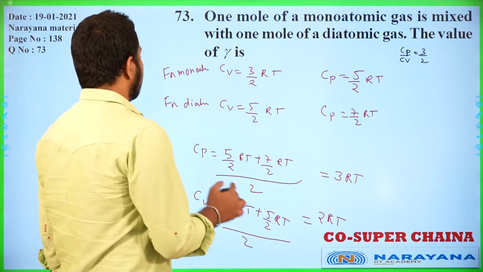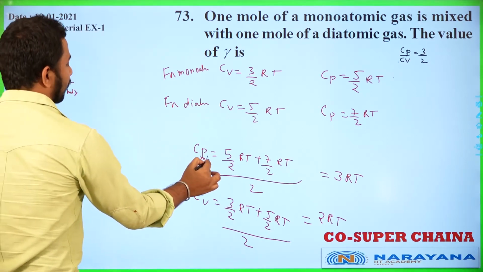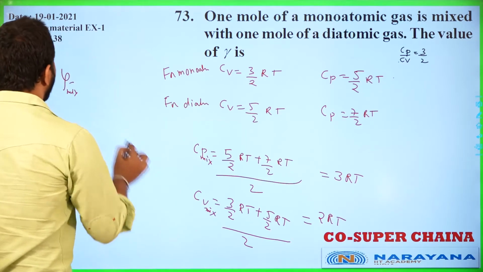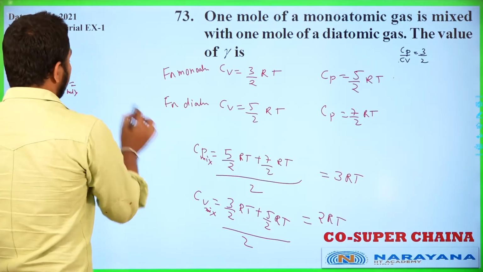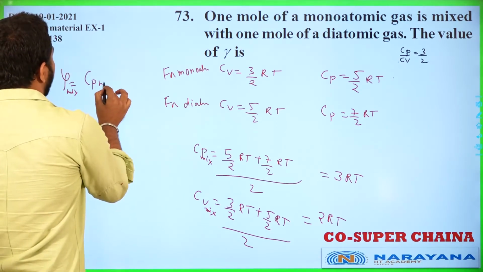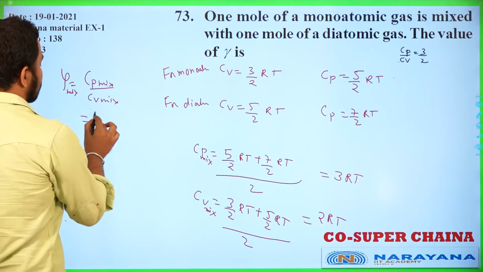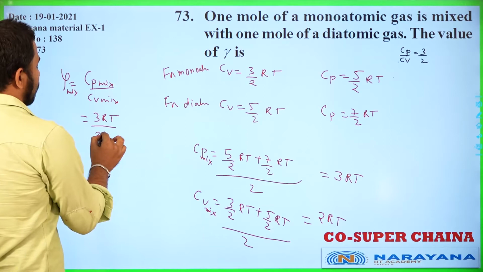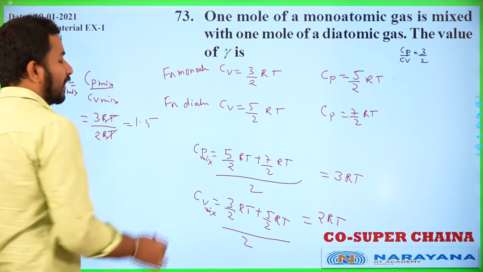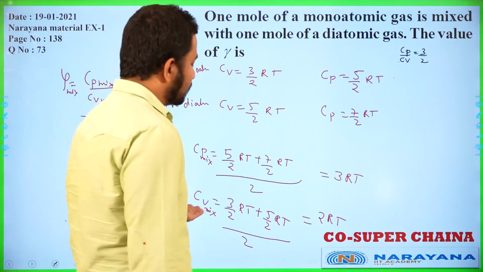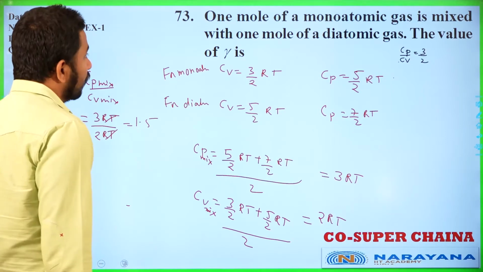So we need to calculate gamma here. Student, gamma for the mixture will be, this is for the mixture we are calculating, right? So gamma for the mixture we can calculate here. Gamma will be Cp of the mixture by Cv of the mixture. So just substitute the values here, 3 RT by 2 RT. This we can calculate, it will be 1.5 coming. Okay, so 1.5 is the answer for this question, student. So let's proceed to the next one now.